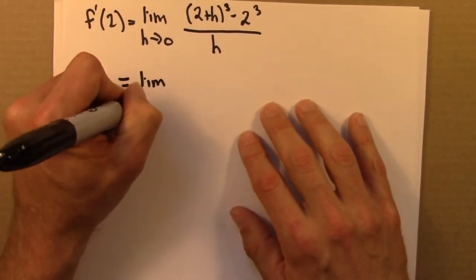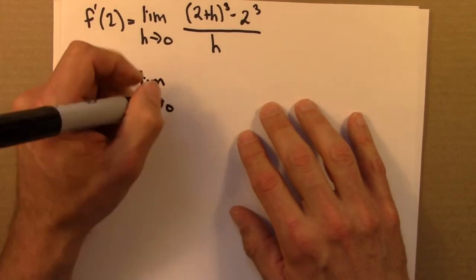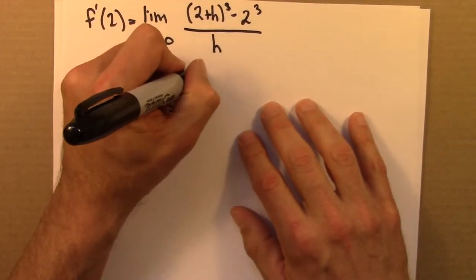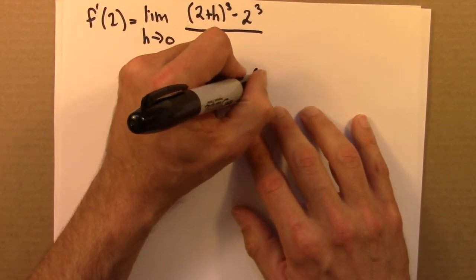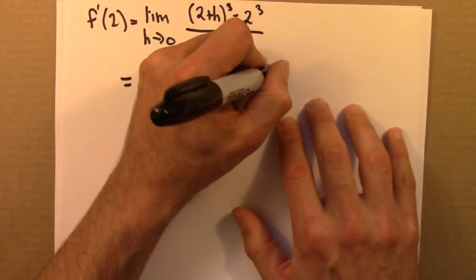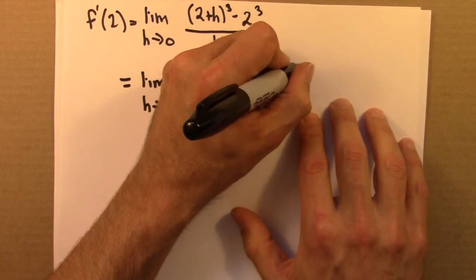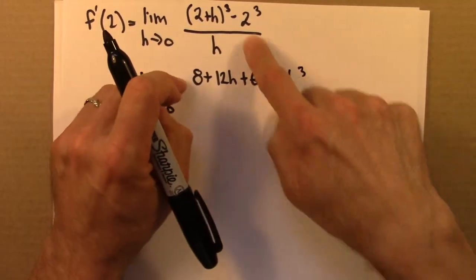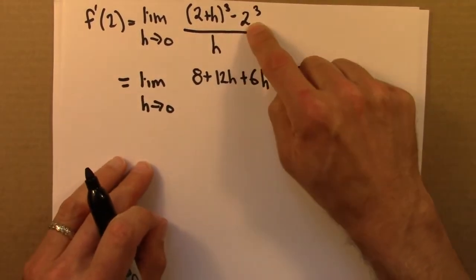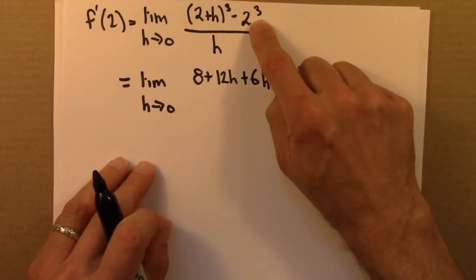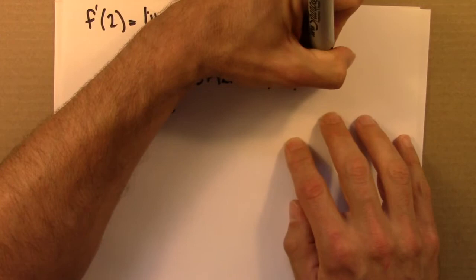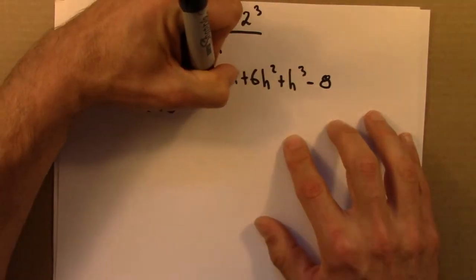So this whole thing is the limit as h goes to 0 of 8 plus 12h plus 6h squared plus h cubed. So that's this. Then I'm going to subtract 2 cubed from that. And 2 cubed is 2 times 2 is 4 times 2 is 8. This whole thing is still over h.